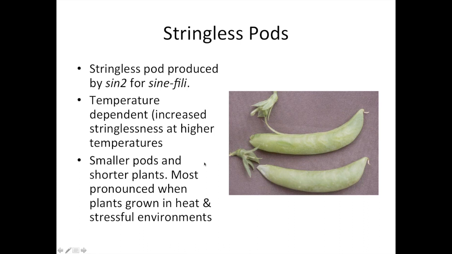It also affects other plant parts as well. Pods and plants will be somewhat shorter, smaller. It becomes more pronounced under heat and in stressful environments. So stringless types, if you try to grow them in particularly warm conditions, will be very non-productive. And in fact, seeds planted into warm soils will sometimes fail to come up just because of their weakness that is enhanced by the warm conditions.